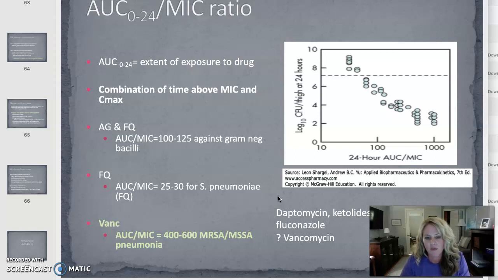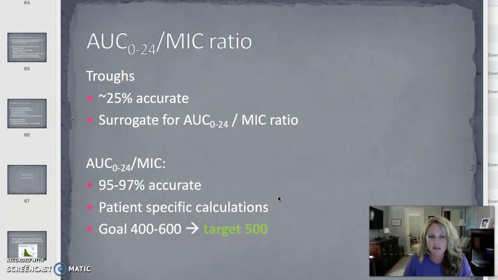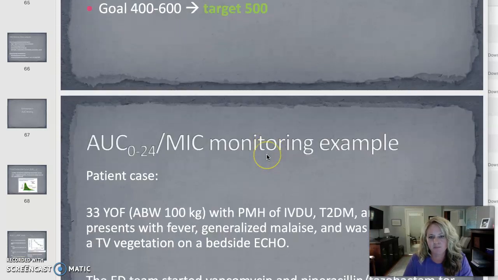When you're using AUC to MIC dosing for vancomycin, you're looking at a number between 400 and 600 for an MRSA infection. You'll go a little bit higher for more severe infections, a little bit lower for skin and soft tissue infections. The premise behind it is that troughs are only about 25% accurate. So we have used troughs as a surrogate for this AUC to MIC ratio. It is more accurate and more patient specific. So we're going to look for a goal AUC to MIC ratio of 400 to 600.